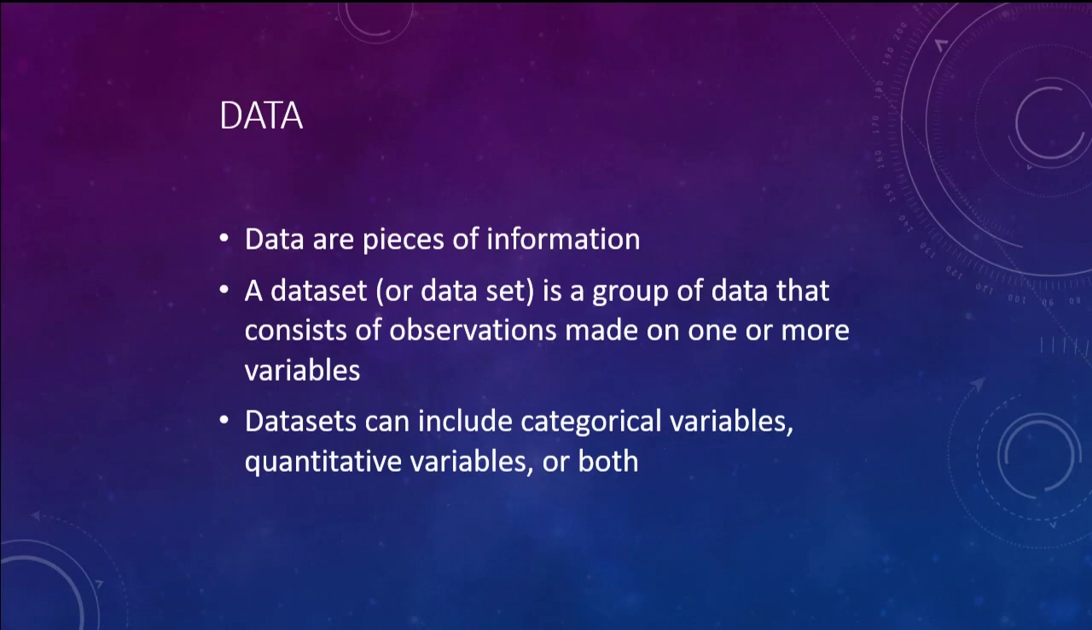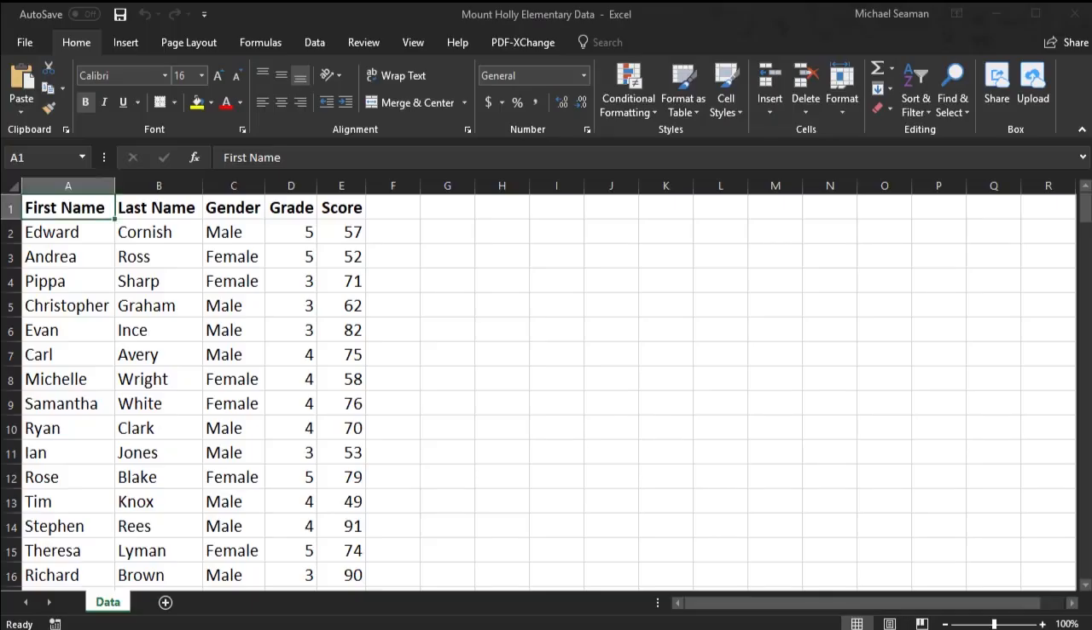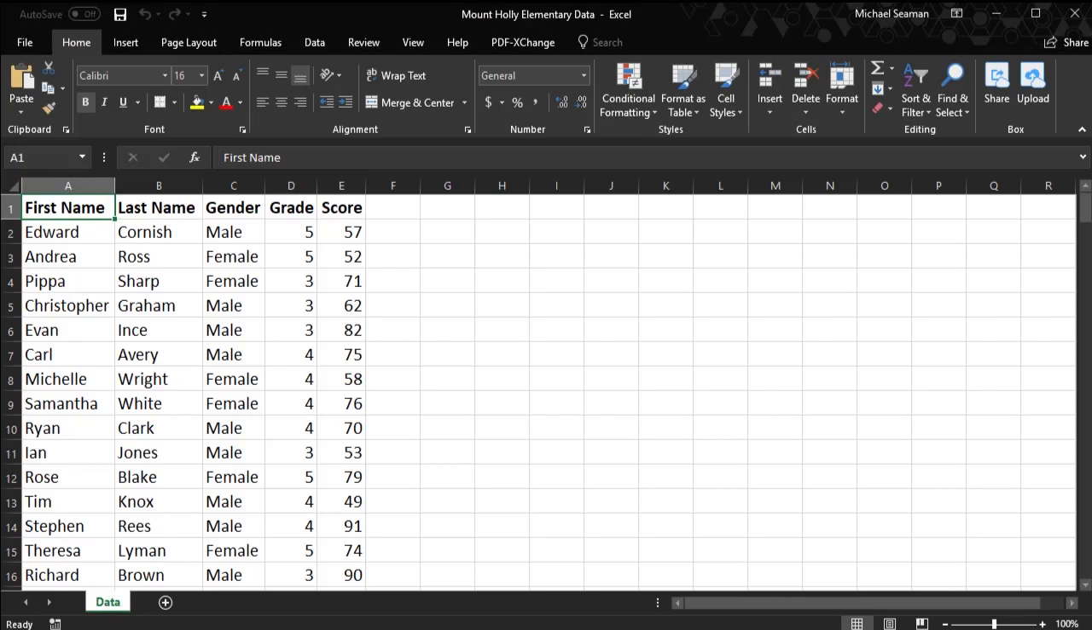Let's look at a data set and apply these different terms that we've just learned to these data. The data are in a spreadsheet. We can determine the unit of analysis by studying each row. These data came from Mount Holly Elementary School. The data are collected from students in the school. Each row consists of data from a single student. Thus, the unit of analysis is a student.